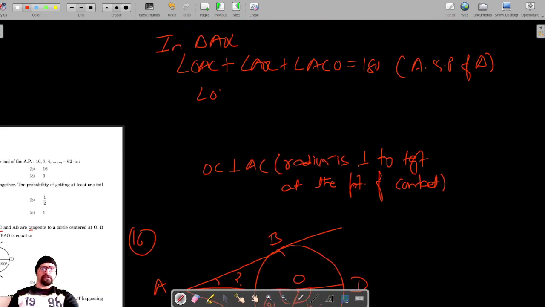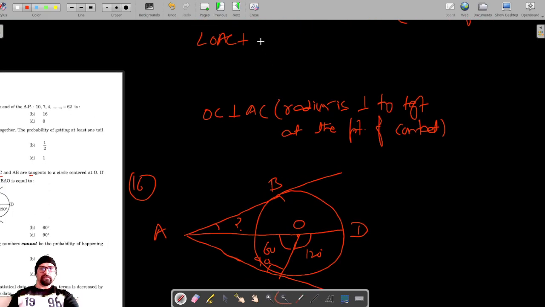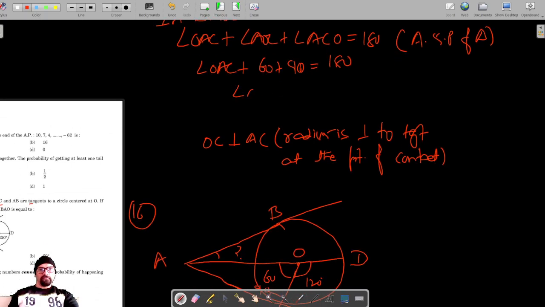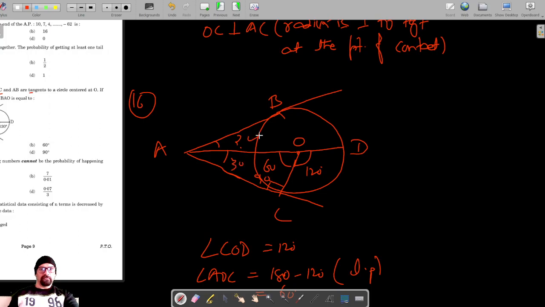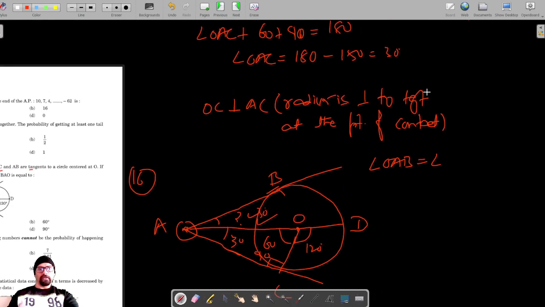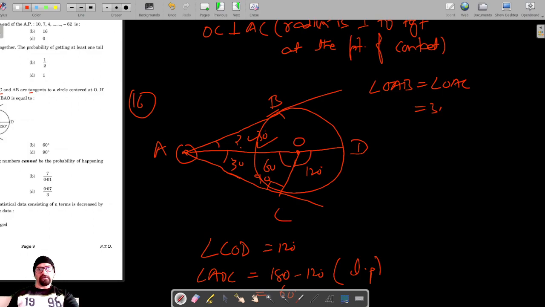Now, angle OAC is unknown, AOC is 60 plus 90 degrees, which gives us angle OAC is equal to 180 minus 150, which is equal to 30 degrees. So this angle is 30 degrees, and this angle is also 30 degrees because the line joining the center to the external point of the two tangents from where they are drawn makes equal angles with the tangents. So this angle is also 30 degrees. So angle OAB is equal to angle OAC, which is equal to 30 degrees.